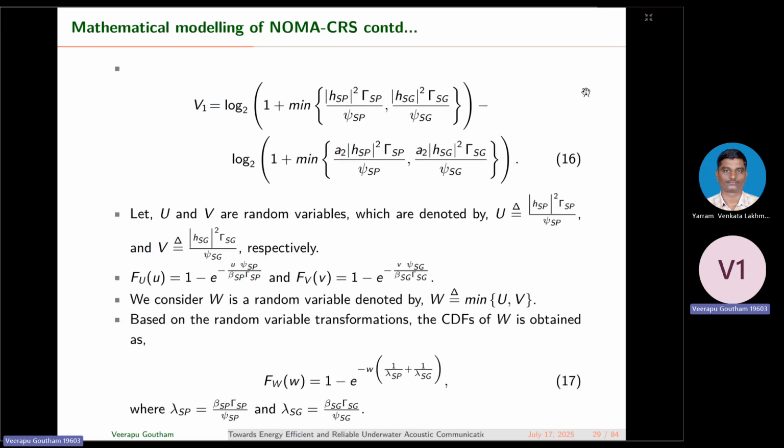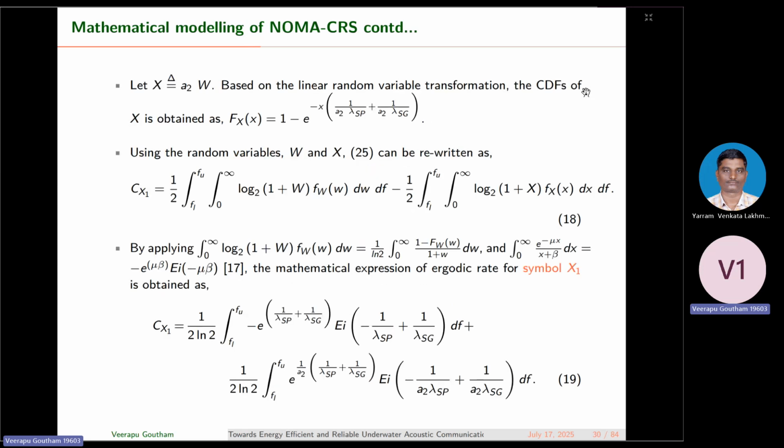We found this one. This is W, and we are getting this one as capital X, random variable capital X. Capital X is nothing but A2 into W. That's what we considered. To do the random variable transformation, you will get f_X(x). By using these two, f_W(w) and f_X(x), we are able to find out the C_X1.